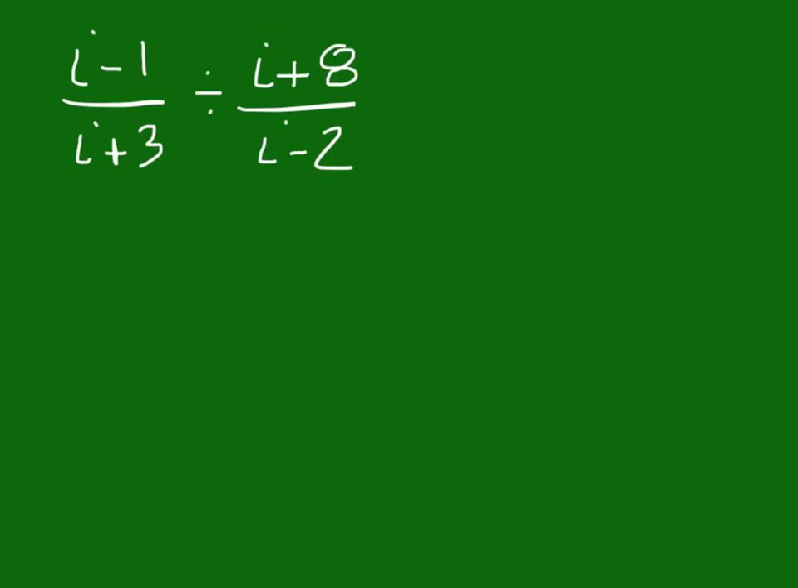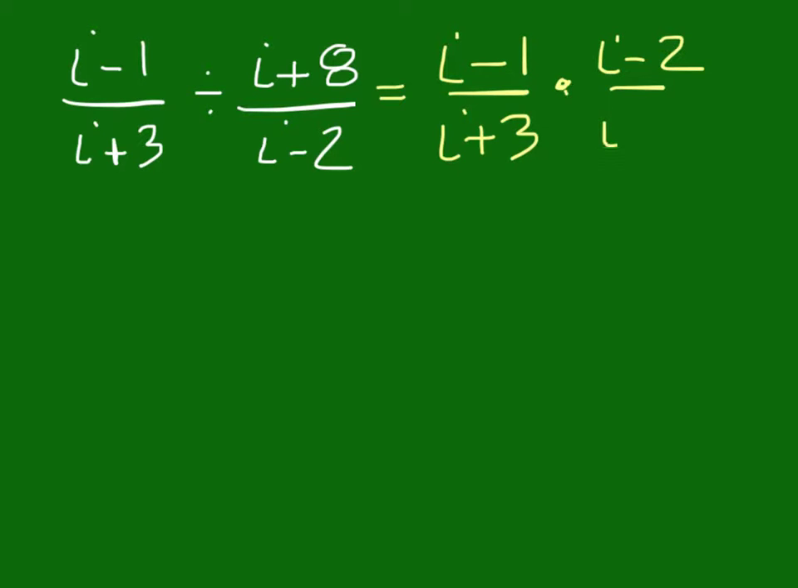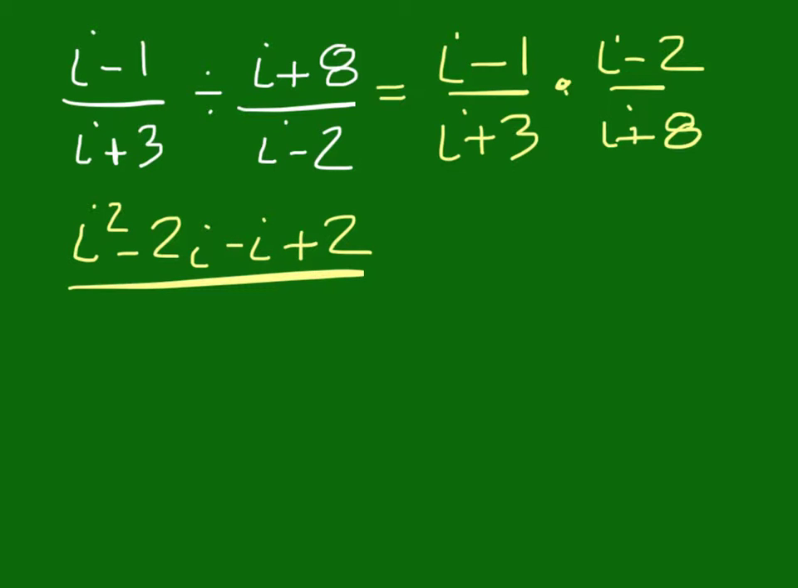Here's example 2. So we're dividing. In order to divide, we have (i - 1)/(i + 3). You multiply it by (i - 2)/(i + 8), the reciprocal. On the top, you have i squared minus 2i minus i plus 2. And on the bottom, you get i squared plus 8i plus 3i plus 24.